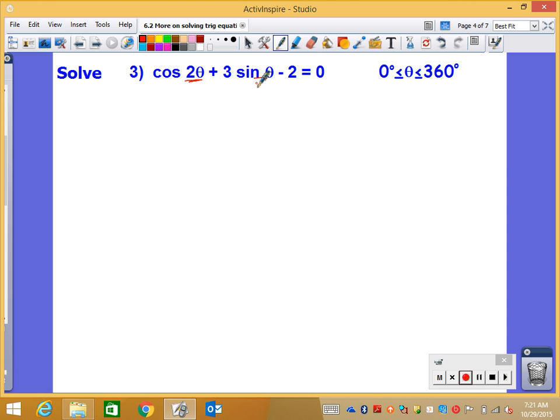So this becomes, using that identity, 1 minus 2 sine squared theta, then everything else stays the same. Plus 3 sine theta minus 2 equals 0. Let's do a little solving, rearranging, combining. I get minus 2 sine squared theta plus 3 sine theta. Okay, plus 1 minus 2, so that's a minus 1 equals 0.